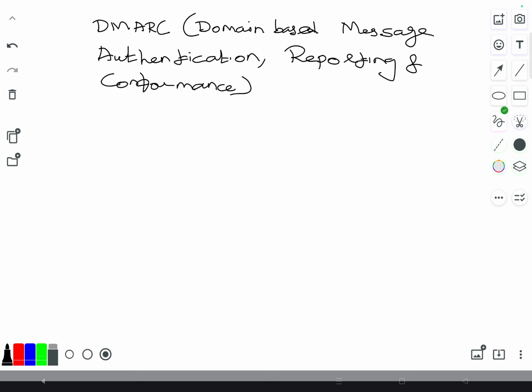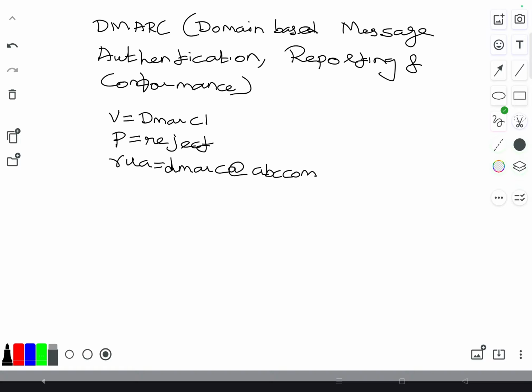So imagine a DMARC text record such as v=DMARC1; p=reject; rua=dmarc@abc.com. Here the DMARC checks for alignment. The From domain, is it aligned with the SPF domain? Based on the alignment results, DMARC will apply the policy.